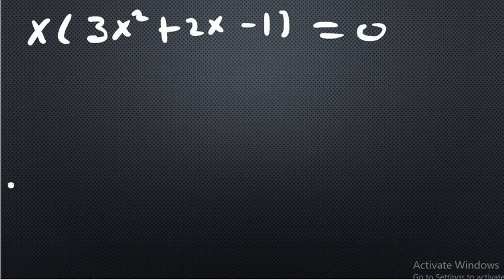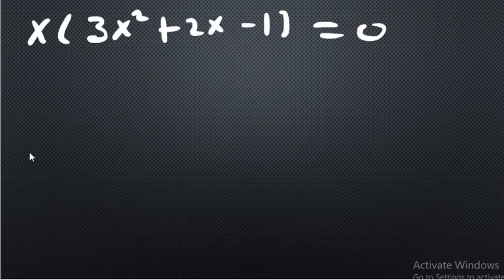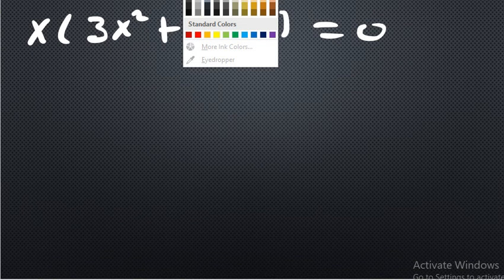Okay, when you take out x as a common factor, 3x squared plus 2x minus 1 is equal to 0 remains. Remember the previous page here. So we can take out x common from each term. Here just 1 is left, here 2x is left, and here 3x squared remains.